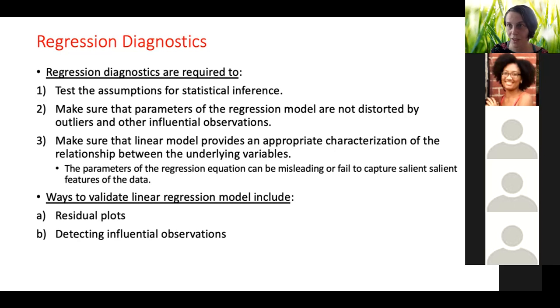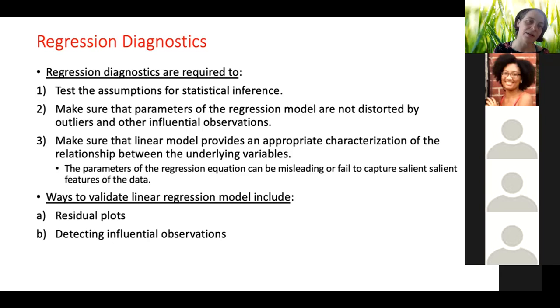In many cases, we can fix that by changing our model, or also by data transformation. Some nonlinear transformation can occasionally help, but we have to spot the underlying problem first. The parameters of our regression equation can be misleading. From looking at the parameters alone, we cannot always tell whether they are a good description of the relationship between our variables, whether they actually capture the most salient features of our data.